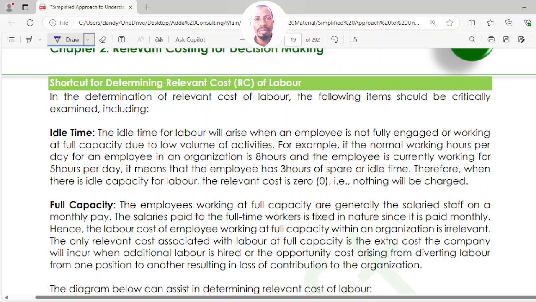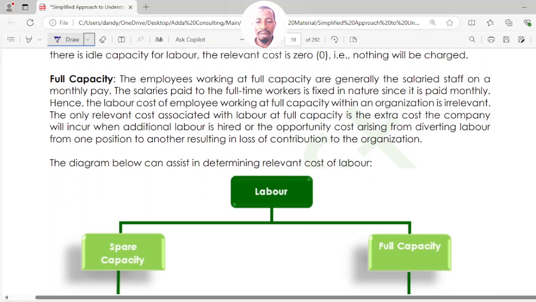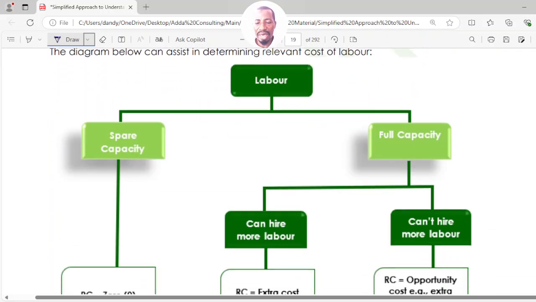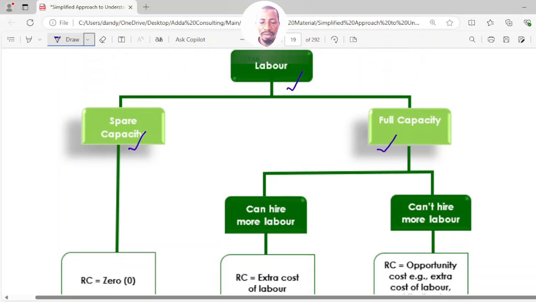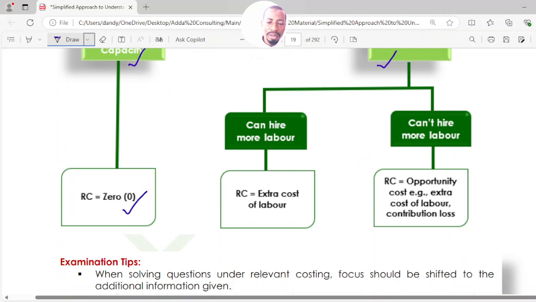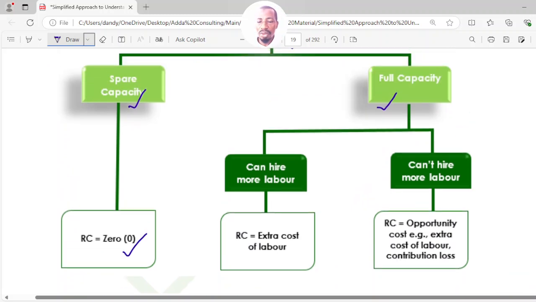Anytime you are told in a question that there is idle capacity or idle time or spare time, it means the relevant cost of labor is equal to 0. So let me show you the diagram for all these things I've been talking about under labor. Now, our focus is on labor. We want to determine the relevant cost of labor. Two things can happen to labor, like I mentioned. There can be spare capacity or full capacity. If there is spare capacity, the relevant cost of labor is equal to 0.